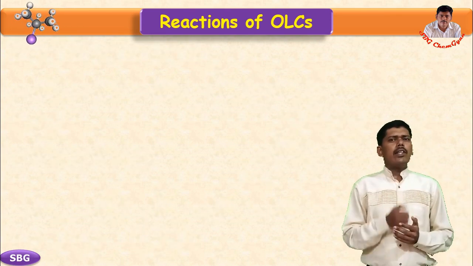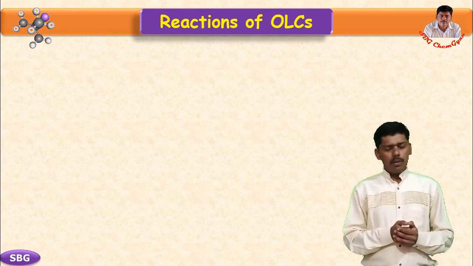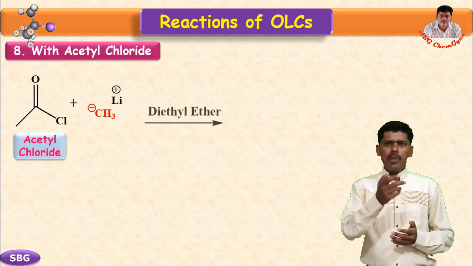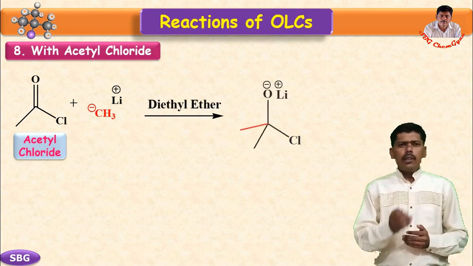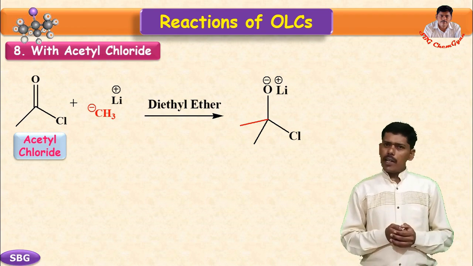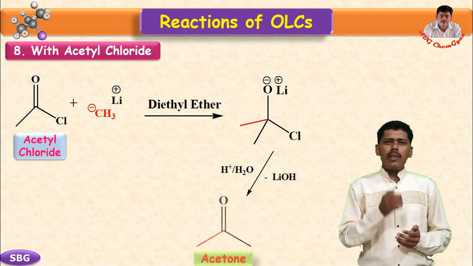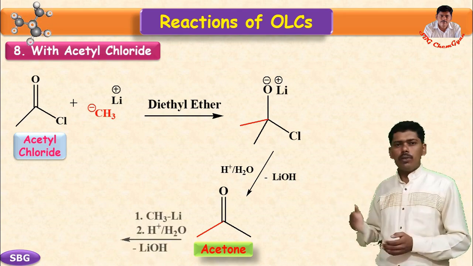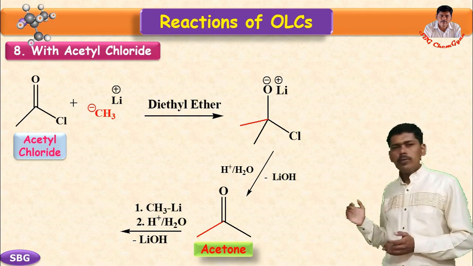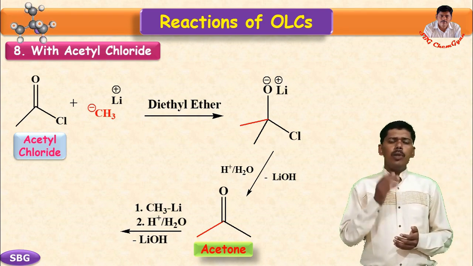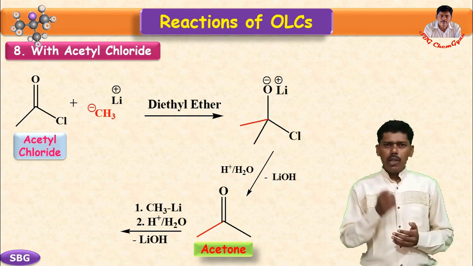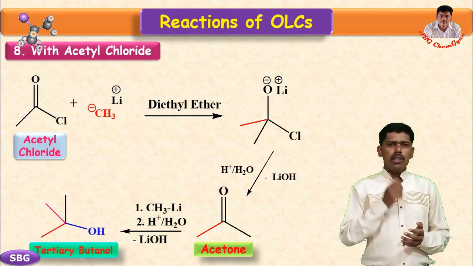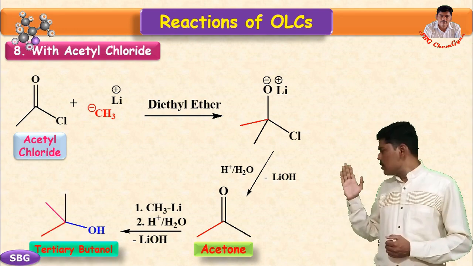Now we study the next reaction of acetyl chloride with organolithium reagent. In this reaction, acetyl chloride reacts with methyl lithium in diethyl ether. It gives a tetrahedral intermediate ion, which on acid hydrolysis with dilute mineral acid gives ketone, that is acetone, which we can see here. Another molecule of methyl lithium reacts with acetone in diethyl ether followed by acid hydrolysis gives tertiary butanol, which we can see in this reaction.